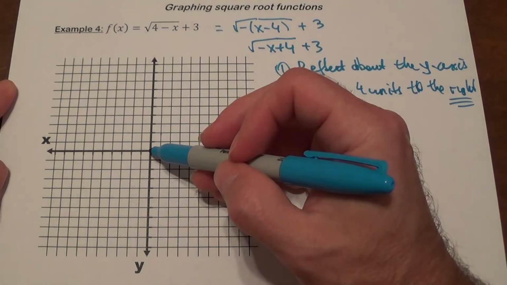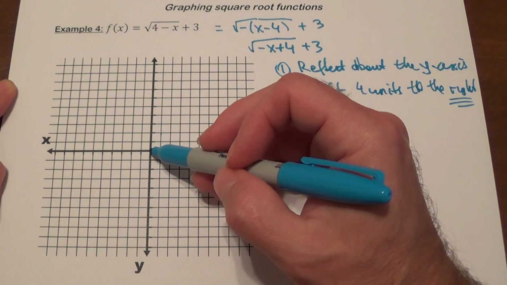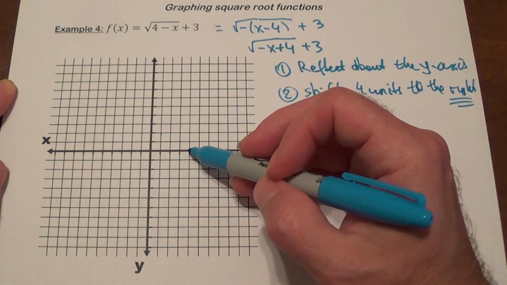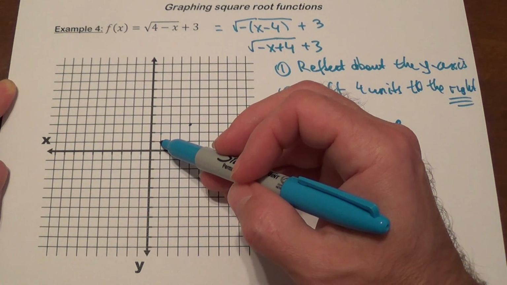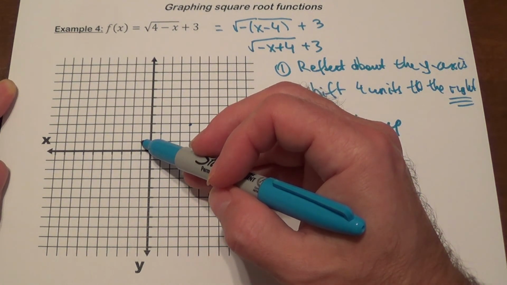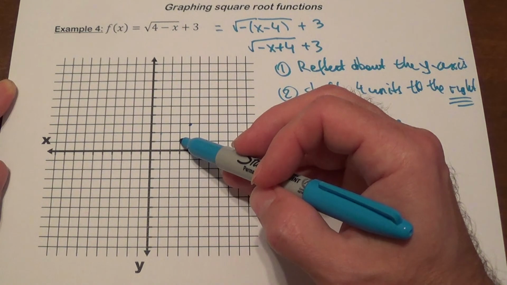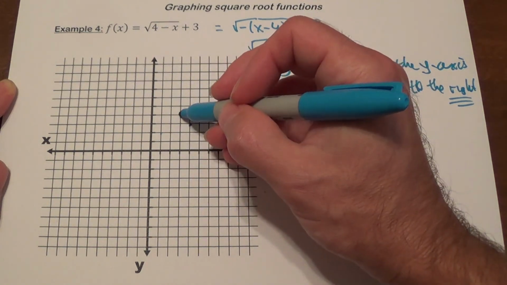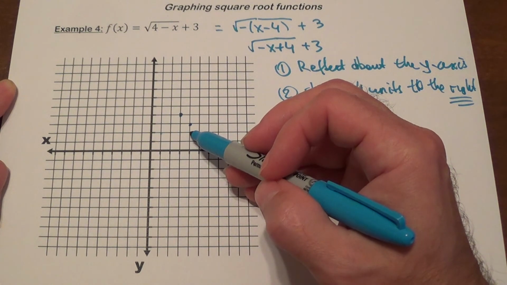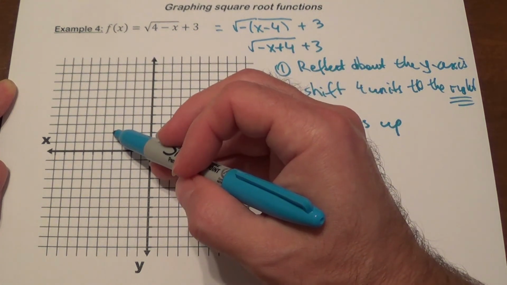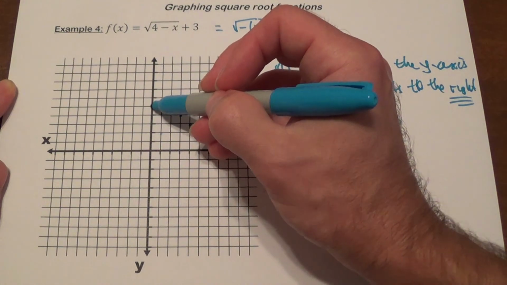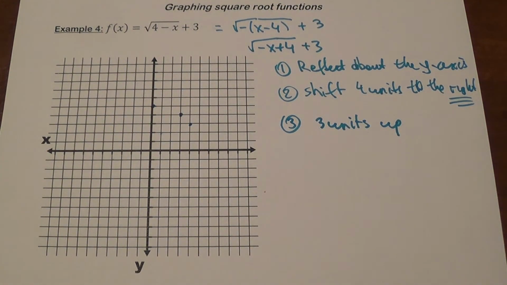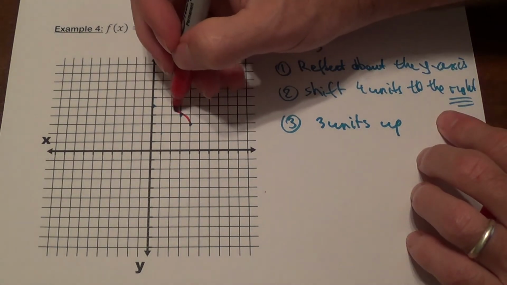We have 0, 0. Reflected about the y-axis, it stays put. Shifted 4 units to the right, which puts it here, and then we shifted 3 units up. 1, 1. Reflected about the y-axis, puts it at -1, 1. Shifted 4 units to the right is going to be 1, 2, 3, 4. And shifted 3 units up, 1, 2, 3. 4, 2. Reflected about the y-axis is -4, 2. Shifted 4 units to the right, 1, 2, 3, 4. And 3 units up, we are here. So you can see this graph is going to behave, it's going to go like that.